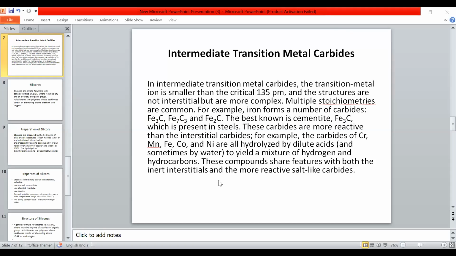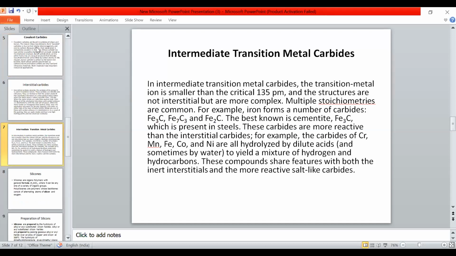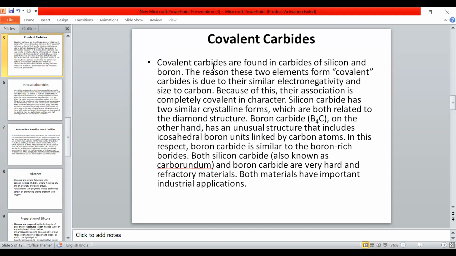they form covalent carbides and they have a very peculiar characteristic. That means they are very hard, and their structure is also somewhat peculiar. That is, it is some type of diamond. We know diamond is hard because of its structure. Similarly, covalent carbides have that type of structure. And carborundum is the hardest substance. It is boron silicon carbide. Carborundum is used as refractory material and it has many industrial applications.